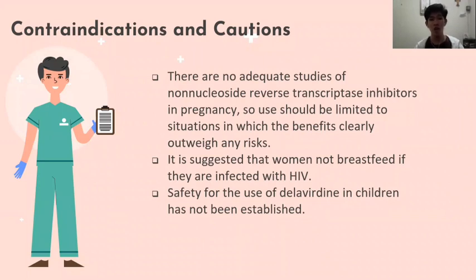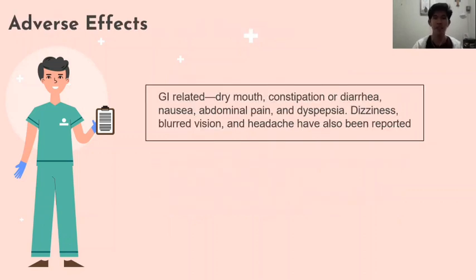Contraindications and cautions. There are no adequate studies of non-nucleoside reverse transcriptase inhibitors in pregnancy, so use should be limited to situations in which the benefits clearly outweigh any risk. So we have to weigh the benefits over its risk when this drug is administered to pregnant women. And guys, HIV can be transmitted via bodily fluids, which include semen, vaginal fluids, our blood, including the breast milk. That is why it is indicated that women with HIV should not breastfeed, because again it can be transmitted via breast milk. Adverse effects include GI-related effects, dry mouth, constipation, diarrhea, nausea, and so on.